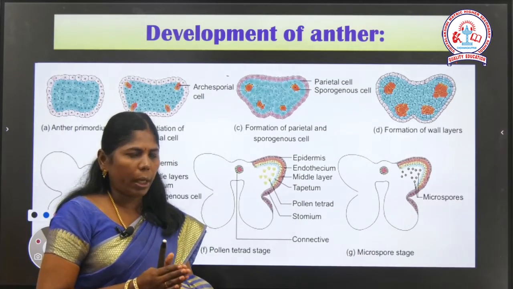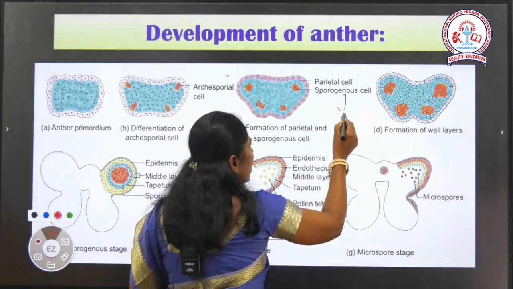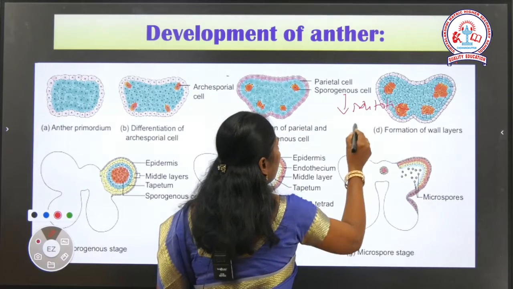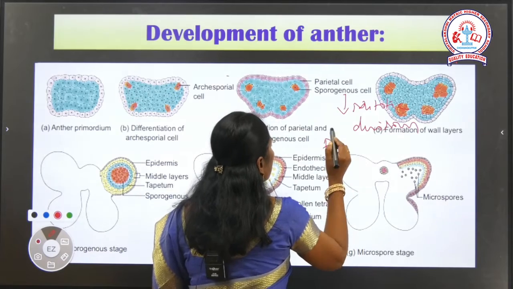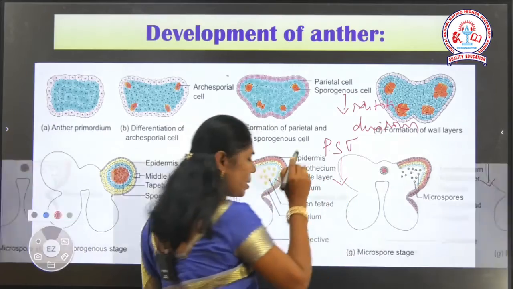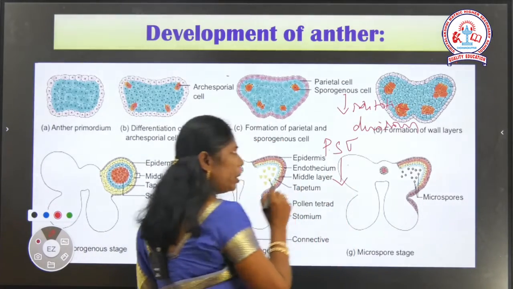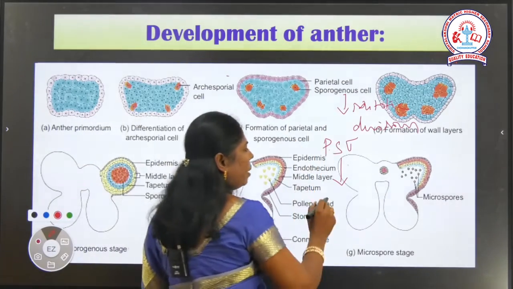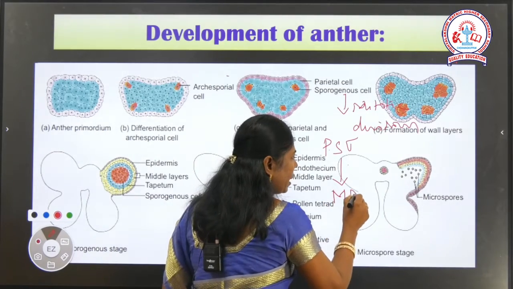The sporogenous tissue gives rise, by mitotic division, to the primary sporogenous tissues. These primary sporogenous tissues are undergoing division, also mitotic, to form the microspore mother cells, the MMC.